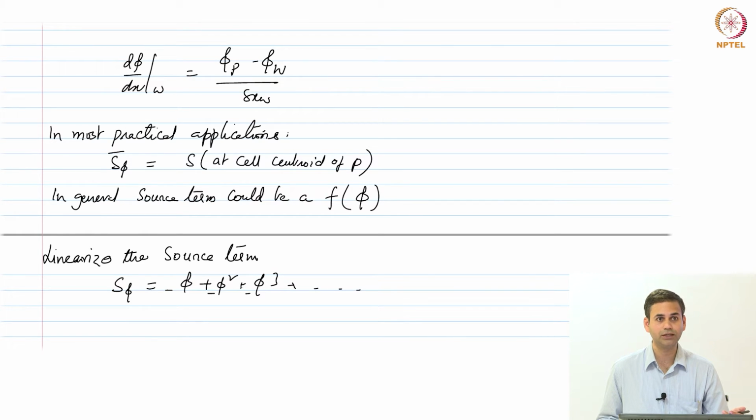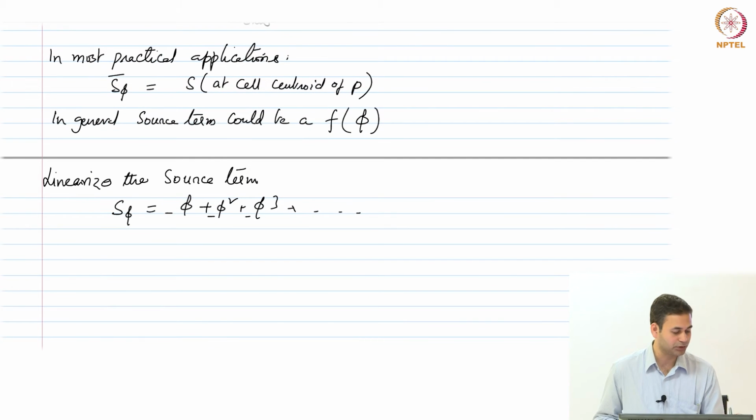Why is that? Because small changes in phi would result in very large changes in the source term. As a result, the solver you are going to use may not work, it may diverge. So we have to linearize the source term. If we say linearize, that means S phi can be at most a function of phi to the power 1, or it could be a constant.